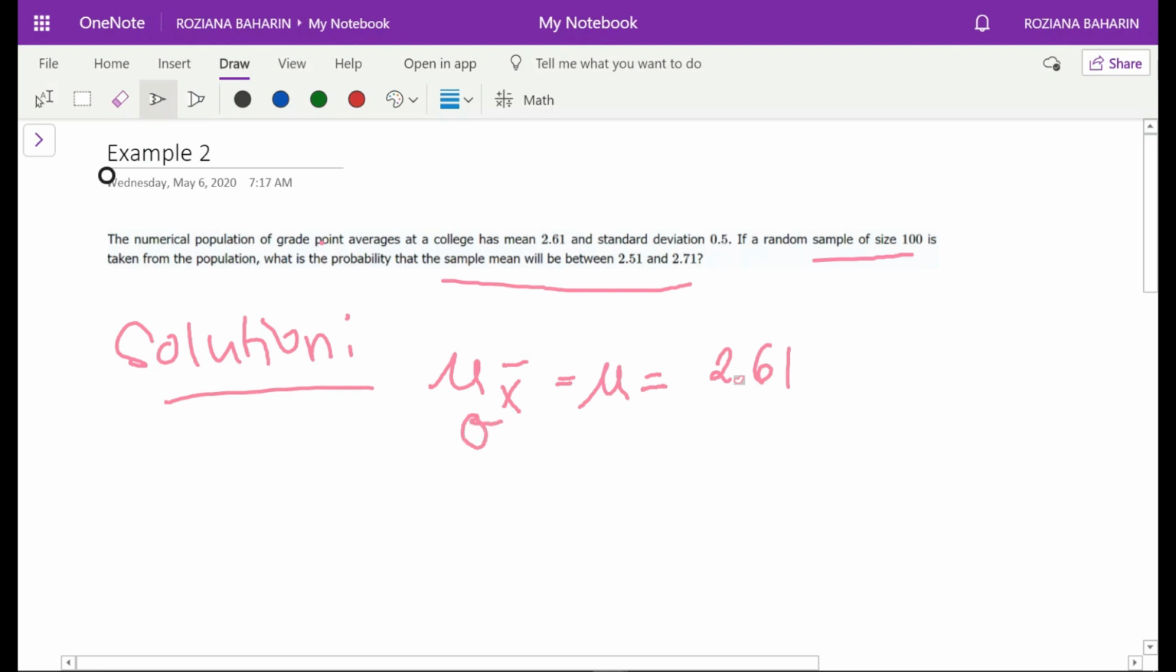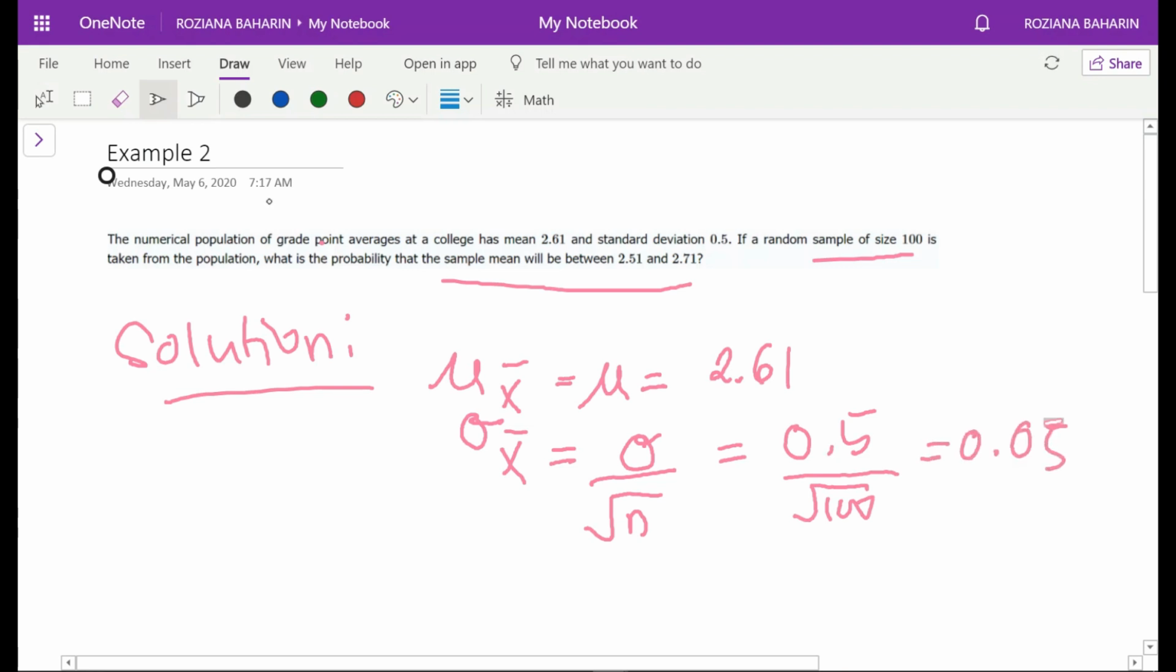So the standard deviation of your x bar equals your standard deviation divided by the square root of your n. So what do we have here? 0.5 divided by, okay, the sample size is 100, so obviously the square root is 10. Okay, so you should be getting 0.05. So we have already written the mean and also the standard deviation. So now we need to calculate the answer to the question.